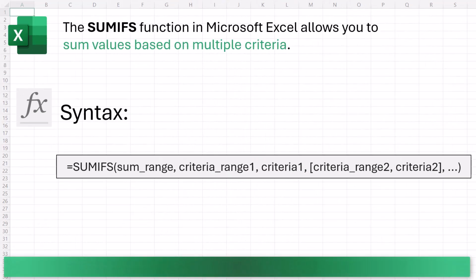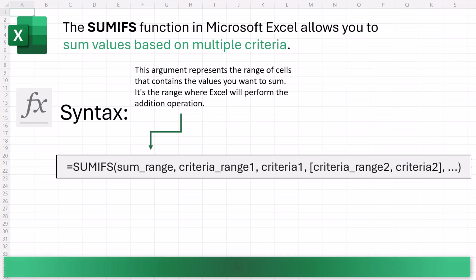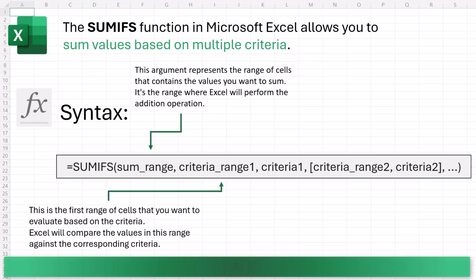The SUMIFS function adds up the values in a range that meet multiple criteria. Here's a look at the syntax. Equals SUMIFS, open parentheses. Then we have sum range. This argument represents the range of cells that contain the values that you want to sum. Then criteria range 1. This is the first range of cells that you want to evaluate based on the criteria. Basically, Excel will compare the values in this range against that corresponding criteria.